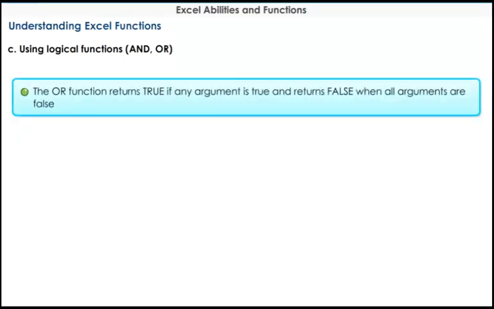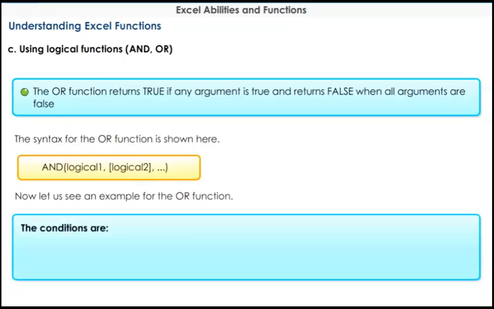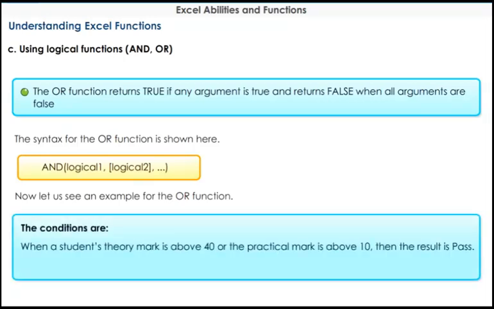The OR function returns true if any argument is true, and returns false when all arguments are false. The syntax for the OR function is shown here. Now let us see an example for the OR function. The conditions are: when a student's theory mark is above 40, or the practical mark is above 10, then the result is pass. If both conditions fail, then the result is fail.